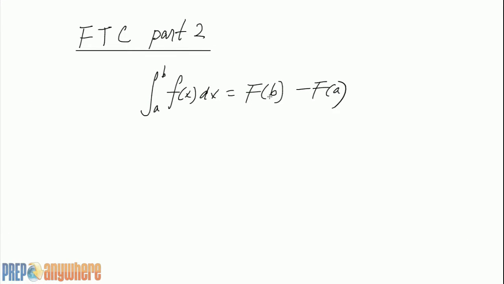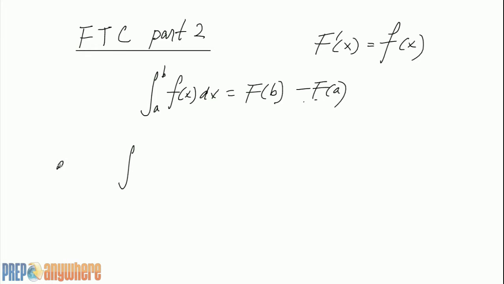Okay, so here I'm going to prove the FTC part 2. So FTC part 2 says if you're integrating from a to b on a function f at x dx, it's big F at b subtract big F at a, where the big F, if you differentiate that, you get f at x. Okay, so in other words, the big F at x is the antiderivative of the small f at x.